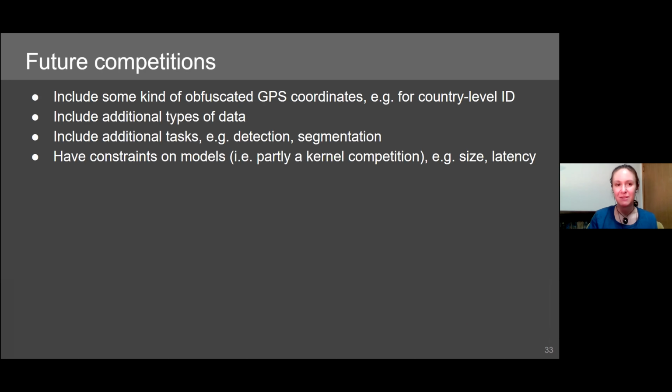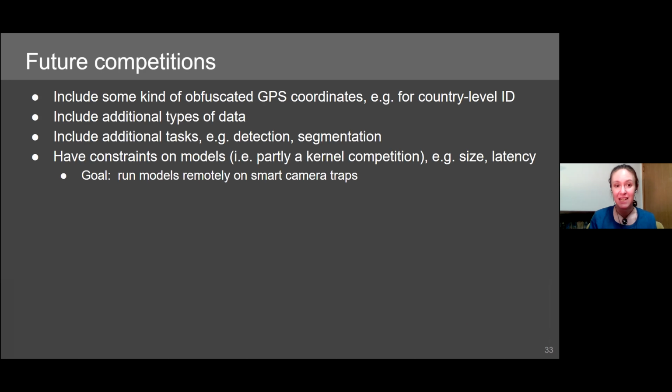And one really interesting one was to have constraints on the models, like to make it partly a kernel competition. So to have constraints on size or latency of the model, so that you would be able to run them remotely on a camera trap and then have real-time identification of what that camera trap was seeing.